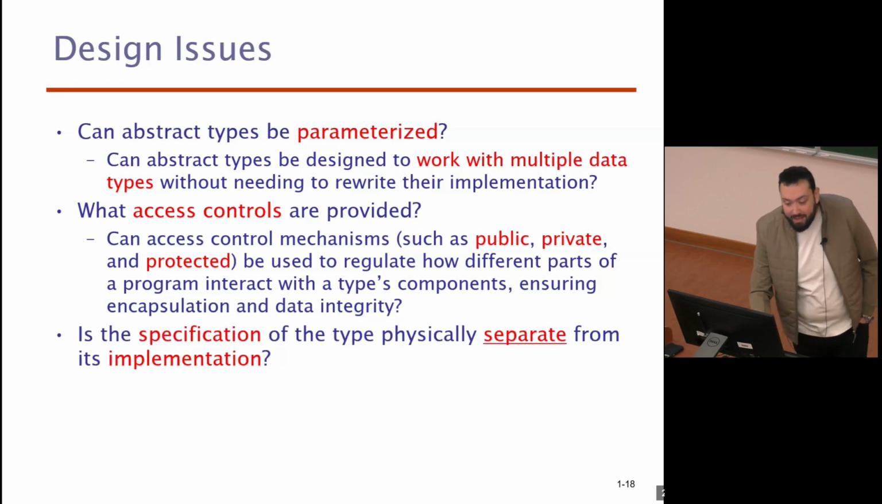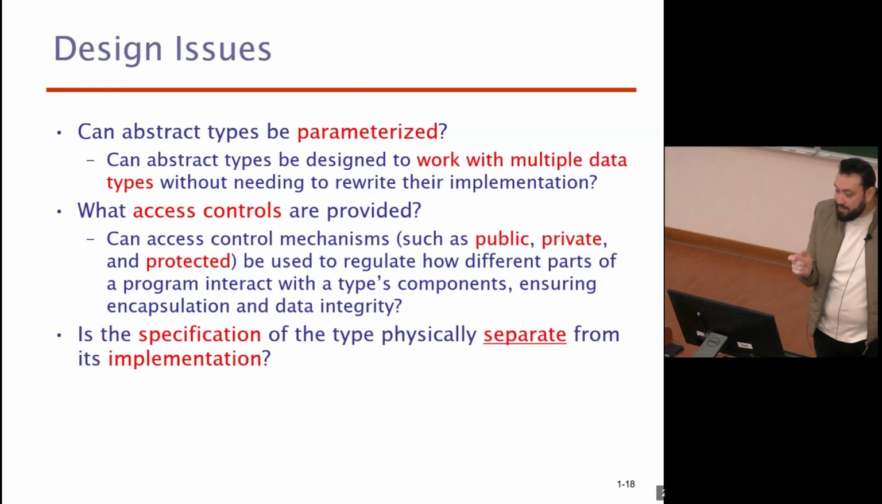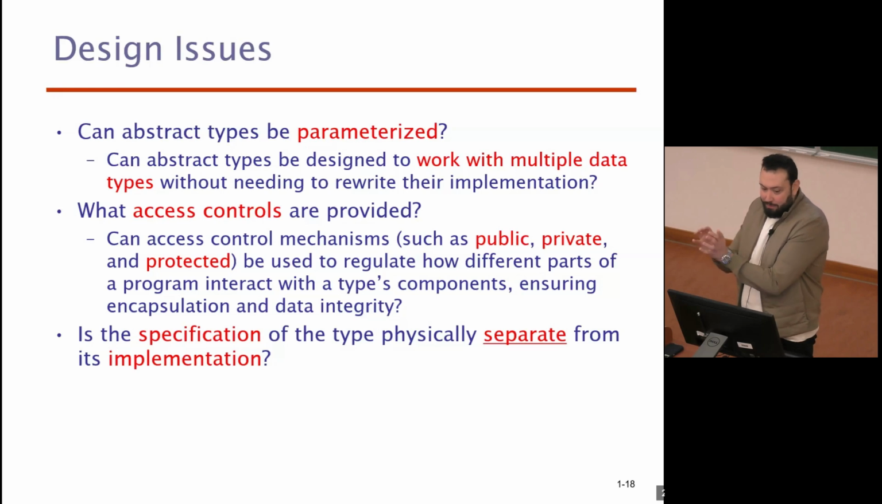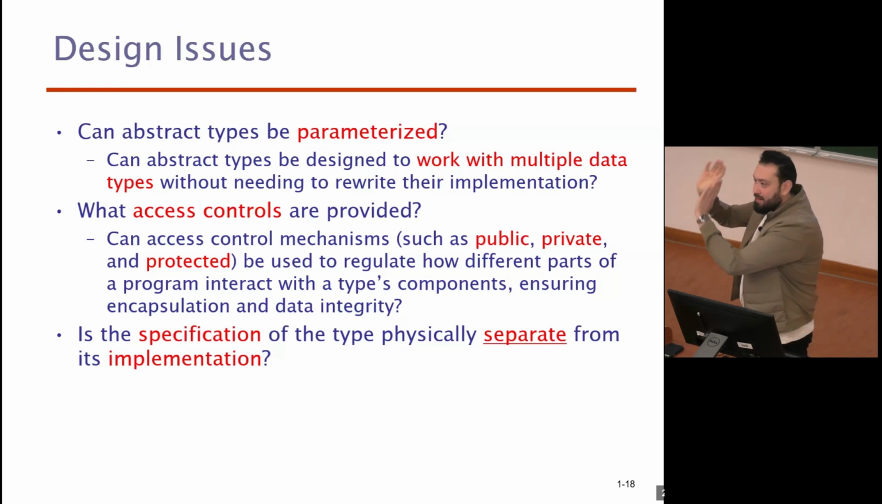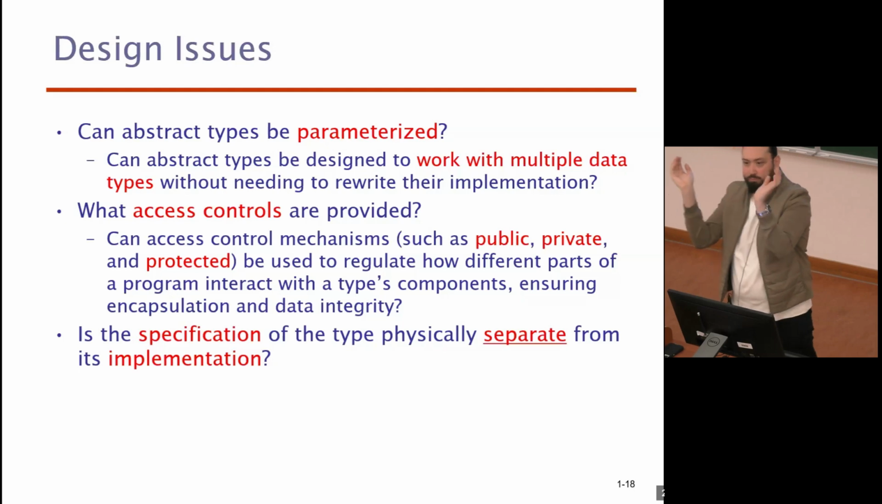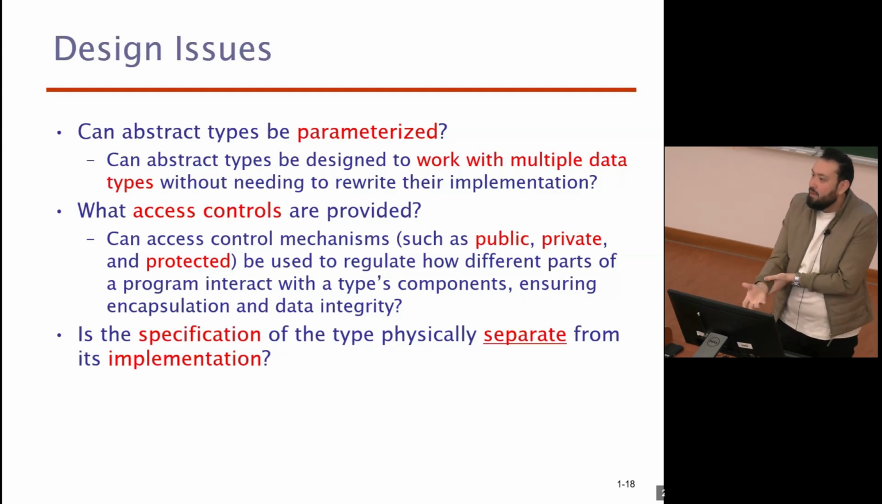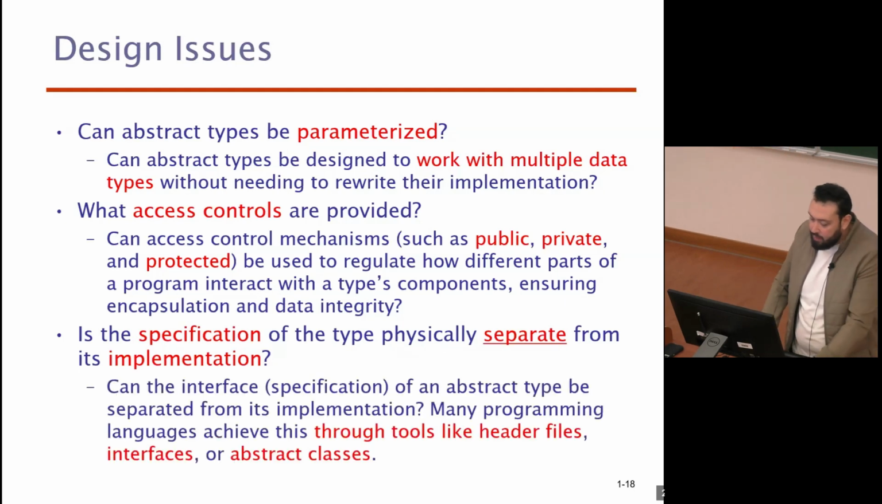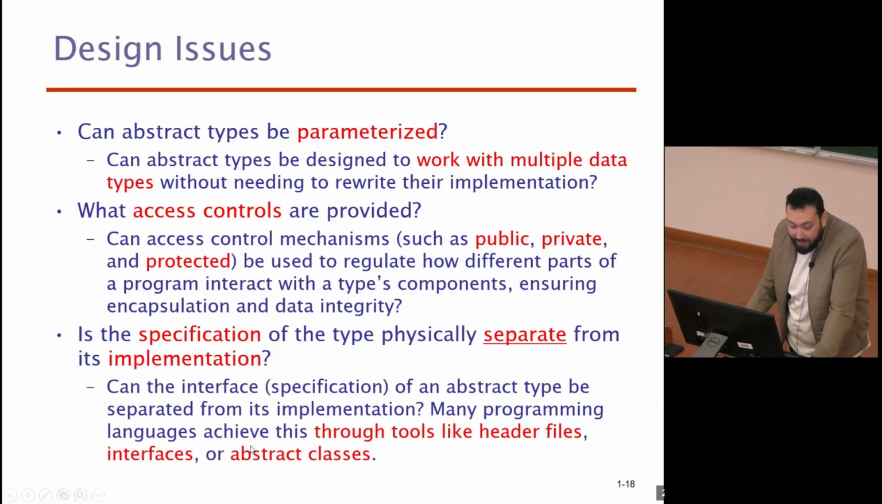The other one is whether the specification of the type is physically separate from its implementation. Like in a header file, do I want to separate the definition of a type and put it in a different file, or do I want to put them together in the same file? This is another decision that I have to make. Many programming languages achieve this through tools like header files and interfaces. For example, in Java, you'll have them as interfaces, but not as a different header file.